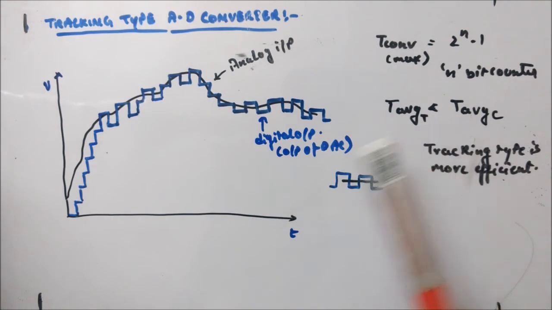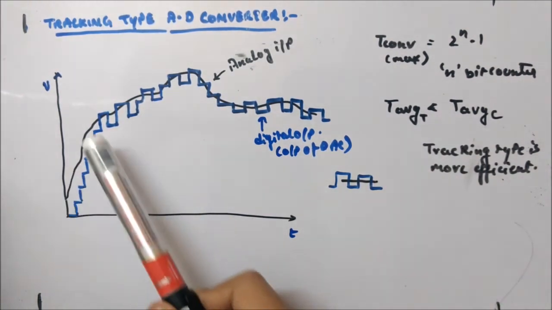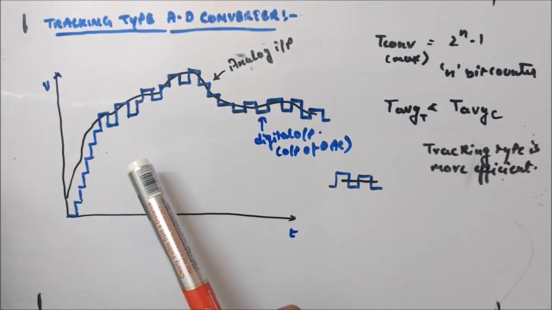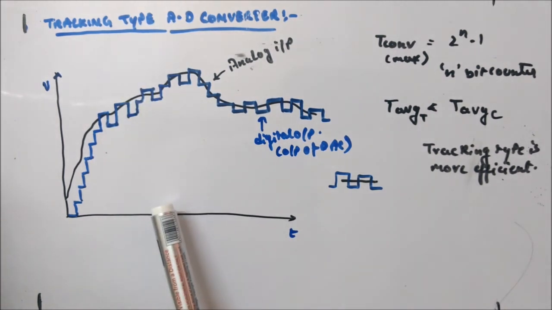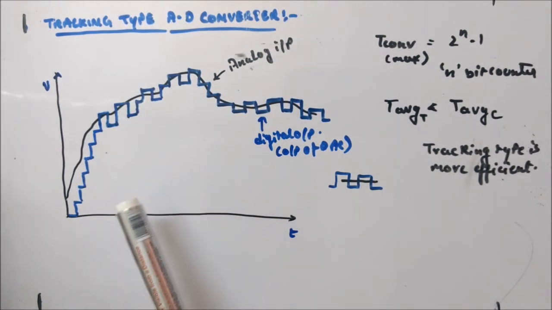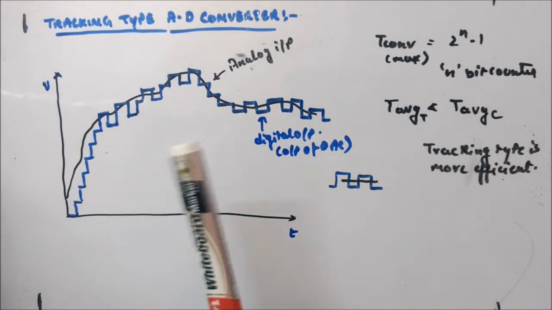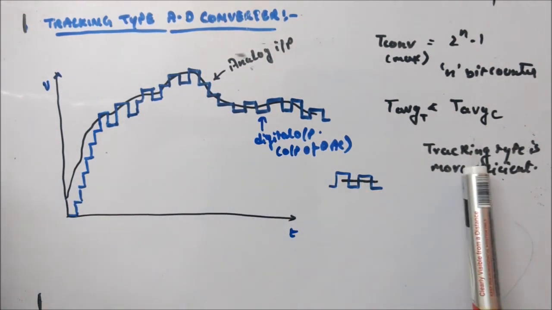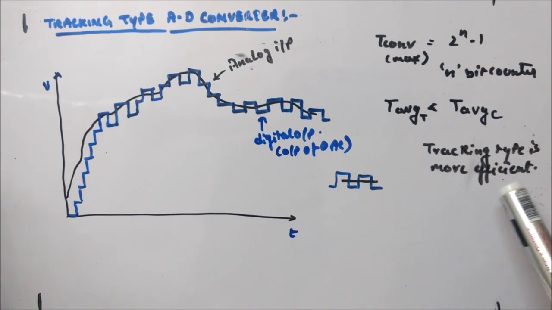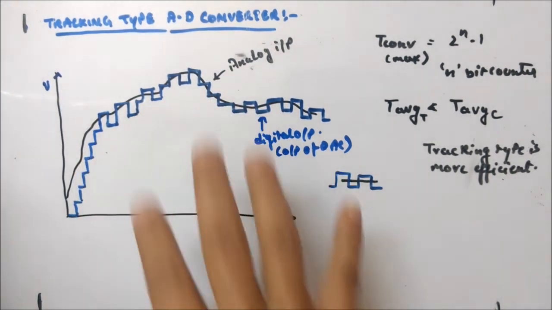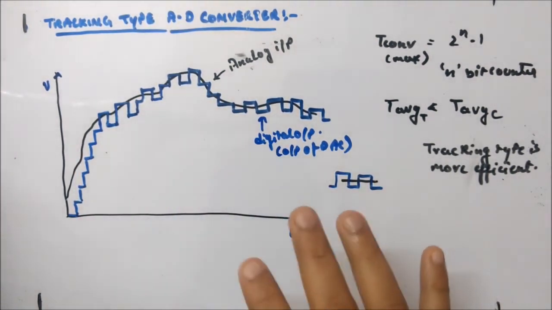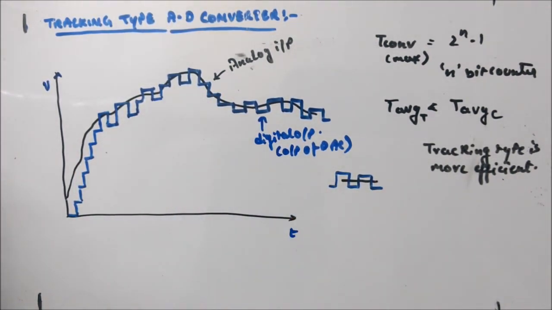So this is what it means. You can see that it is better at tracking the analog input rather than coming back to reset and then coming up again. It is not doing that, so that is a good thing. That is why the tracking type is more efficient than the counter type. It is still slow, but better than the counter type. So that is how it will track the analog input.